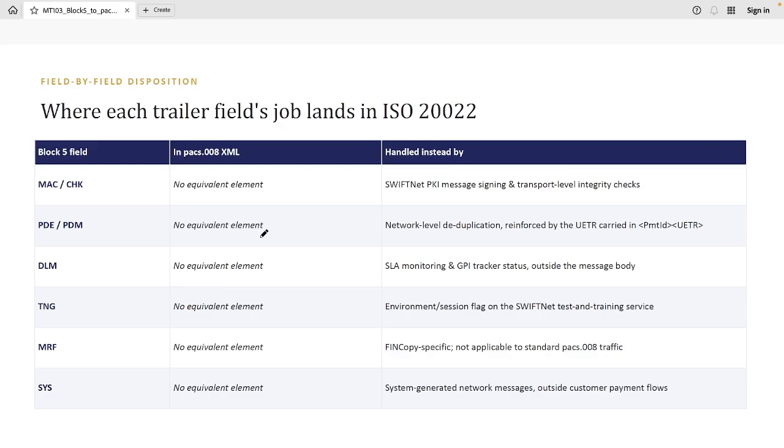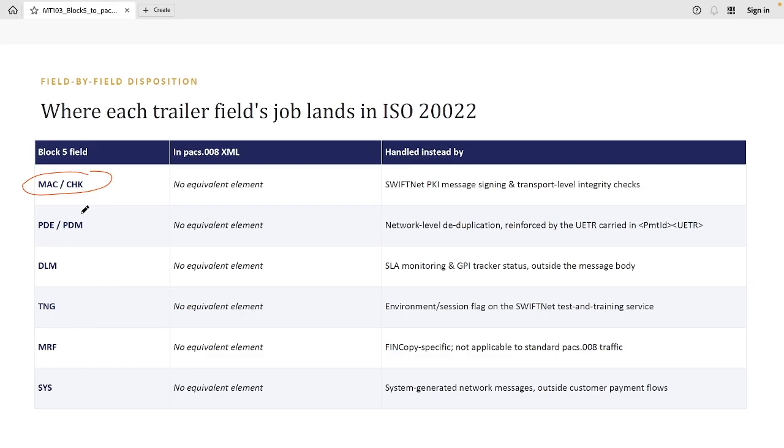Okay, now let us apply that principle to each trailer field and see where its responsibility is handled. Let's start with the MSC and CHK. So MSC and CHK do not move into the pacs.008 payment body. Their overall objectives are authentication and integrity. So in an ISO 20022 over SWIFT environment, these objectives are addressed through secure network transport, certificates, signature mechanisms, and infrastructure level message validation.